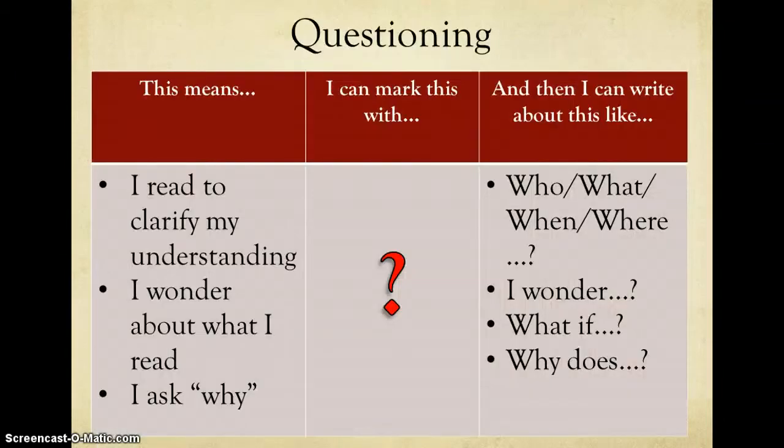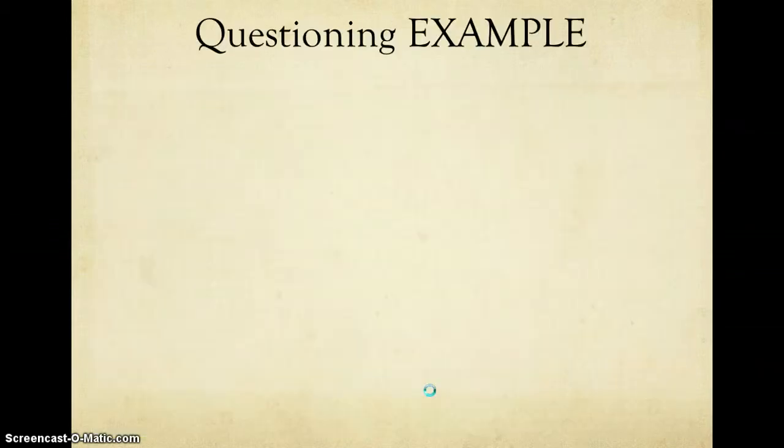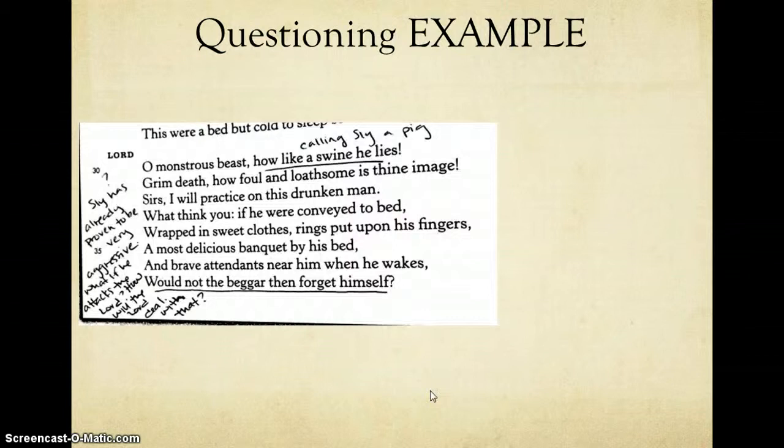That now brings us to questioning. When I'm questioning, I'm doing a variety of things, because questions can have different purposes. I can either be clarifying my understanding, I can be wondering about what I read, or I can be asking a why based on what I've read. A question annotation is indicated through the use of a question mark, and I can indicate this annotation through any of these sentence stems.